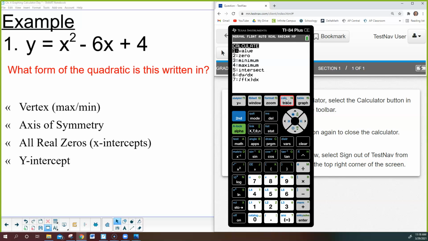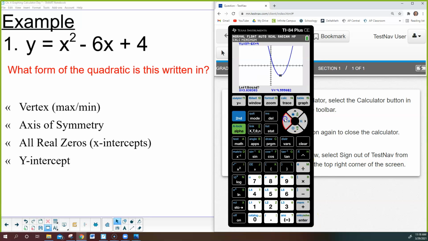All right, now let's find the vertex first. Well, what is the vertex? The vertex is either the max or the min. And I have options. Is it option 3 or option 4? Well, that depends on the graph. And when I looked at the graph, you could clearly see that this was a minimum because it's the lowest point. I also know because I have an a value of positive 1, the graph is going to open upward. So I'll just go second calc, and I want to pick minimum.